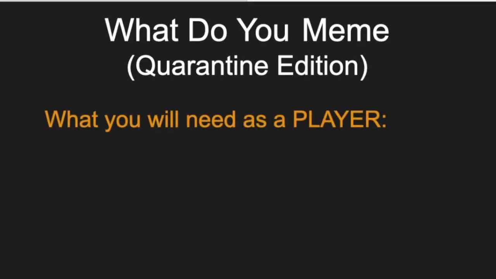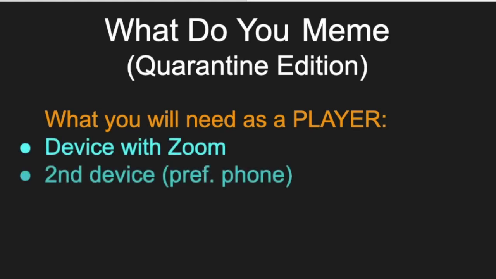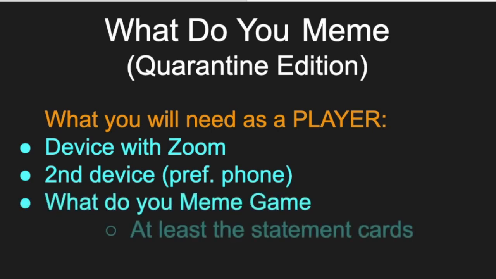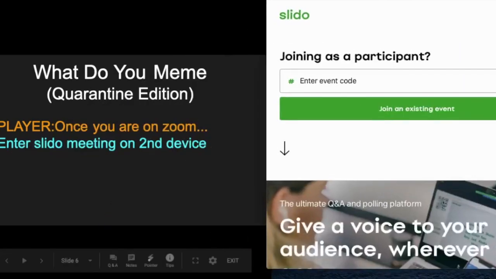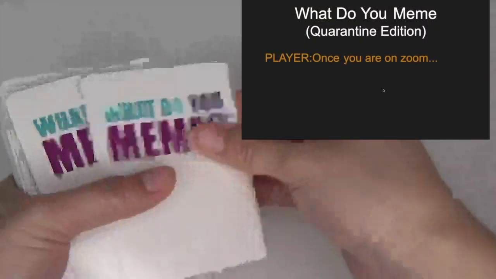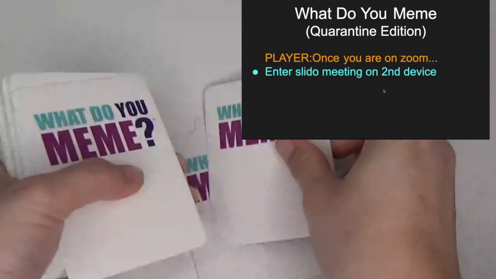All right, and now what you will need as a player. You'll need a device with Zoom, a second device, like I said, preferably a phone, and then What Do You Mean game, or at least the statement cards. As a player, once you are logged into Zoom, you are then going to enter the Slido meeting on your second device. So let's just pretend that this is on your phone. You're going to enter the code that the host gave you.